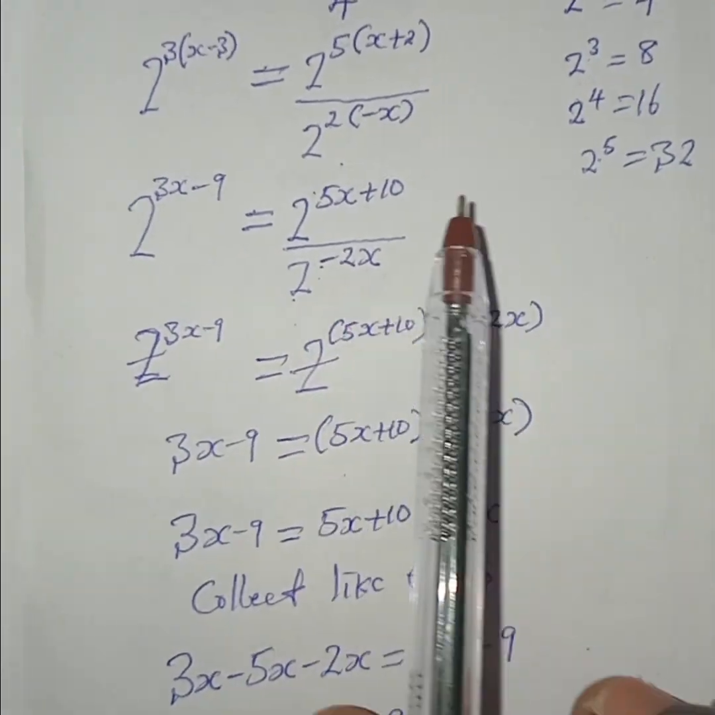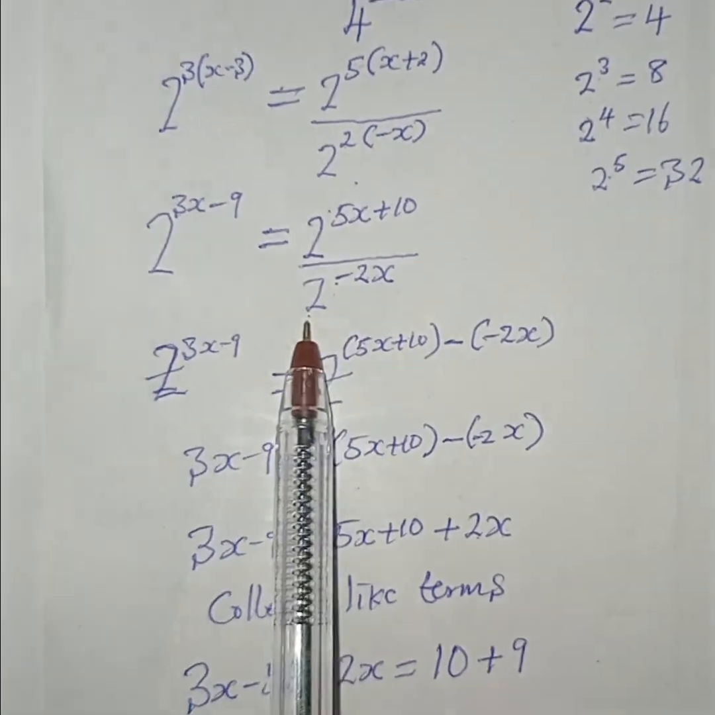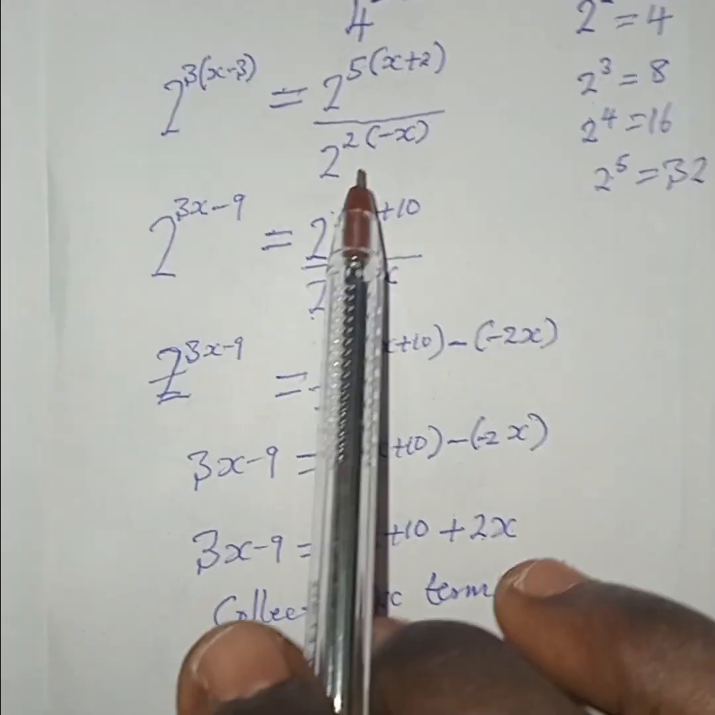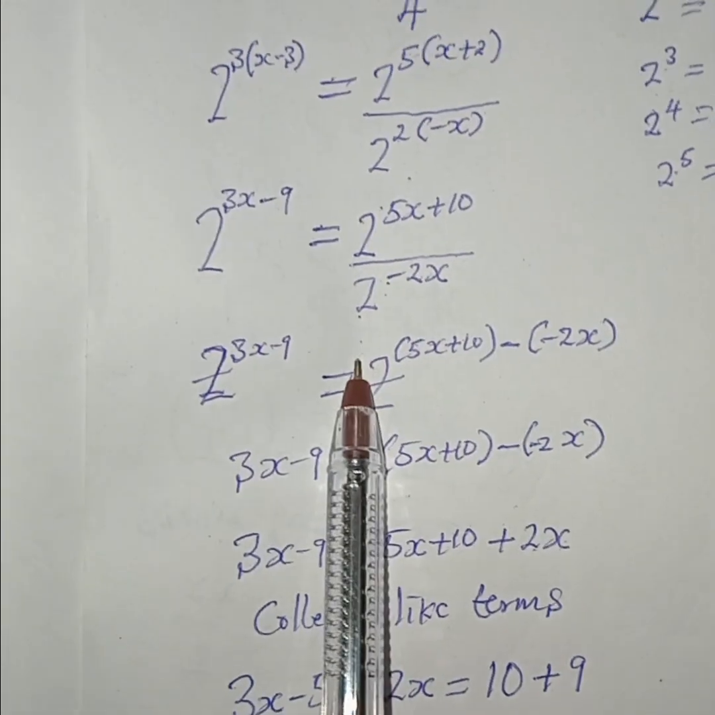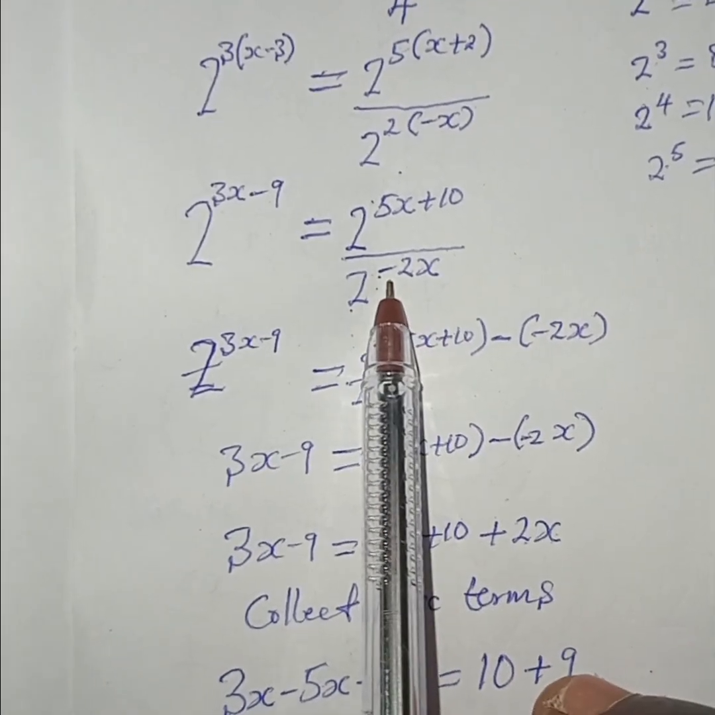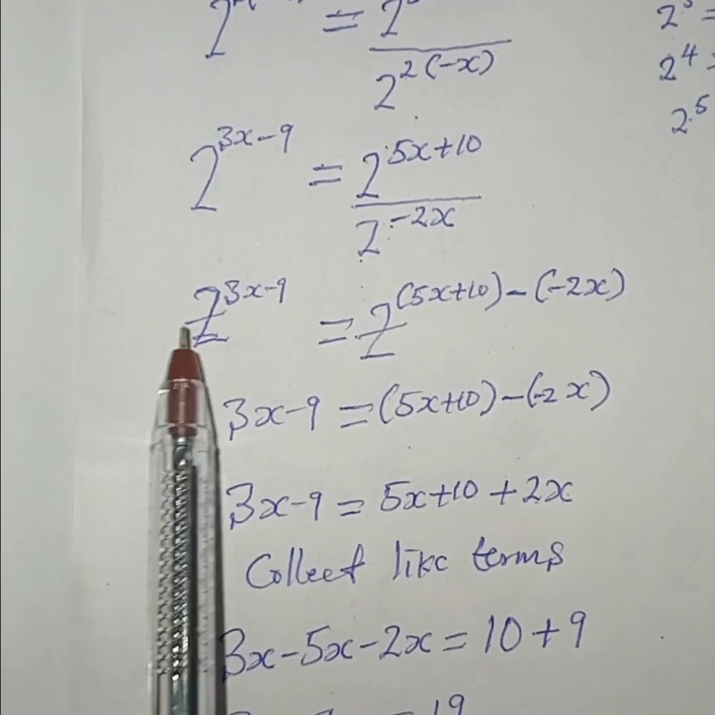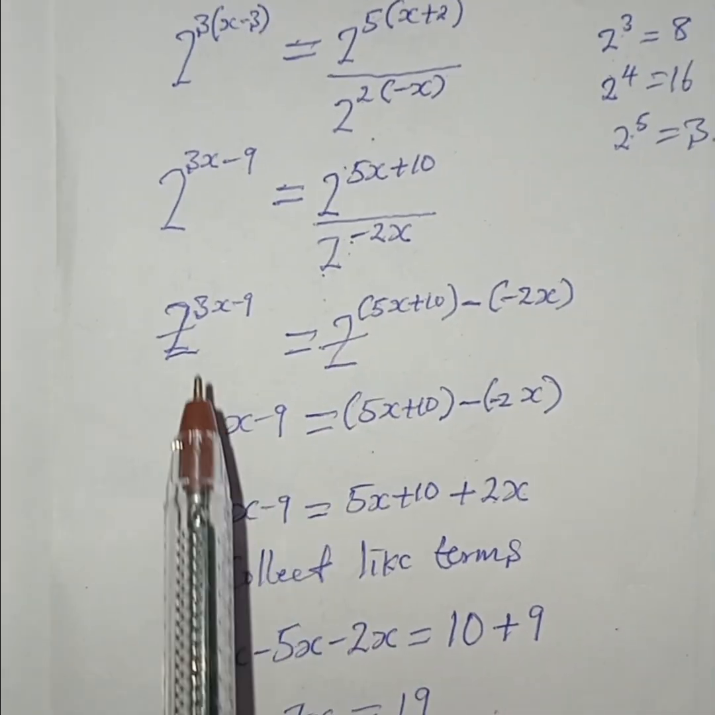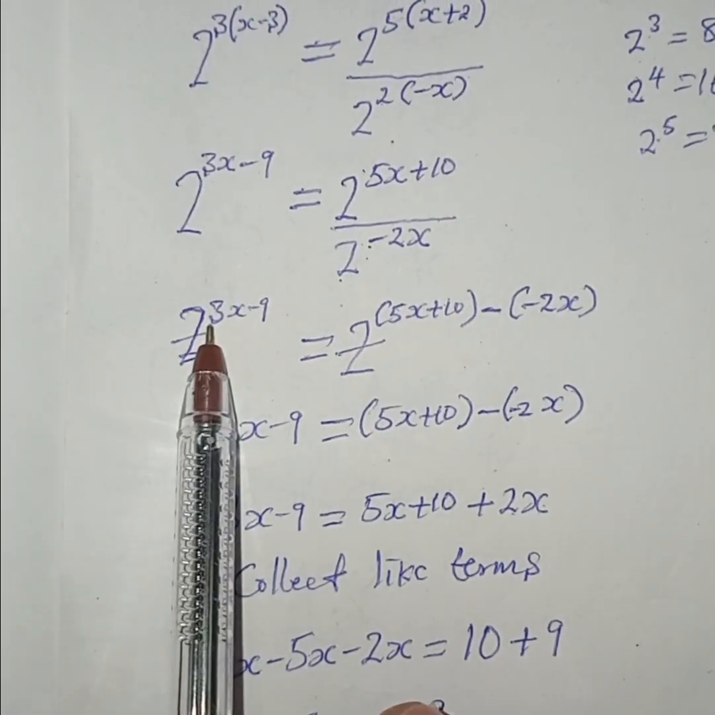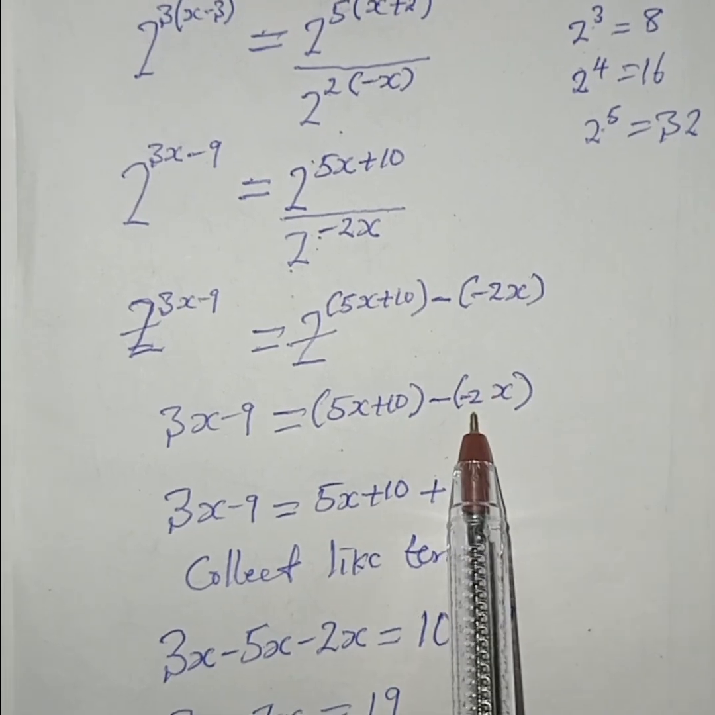Now, getting to here, remember there's a law in indices that says that when the numerator, which is the dividend, and the denominator, which is the divisor, are of the same base, you subtract the power of the divisor from the power of the dividend. So you now say 2 raised to the power of 5x plus 10, which is the power of the dividend, minus the power of the divisor, minus 2x. The left hand side remains the same. So since the base of the left hand side and the base of the right hand side are the same, you cancel them. After cancelling them, you bring the powers down. So we have 3x minus 9 on the left. We have 5x plus 10 minus upper bracket minus 2x.